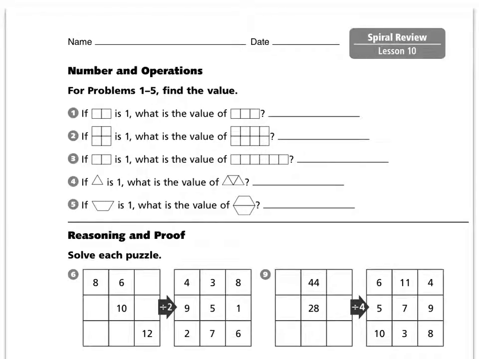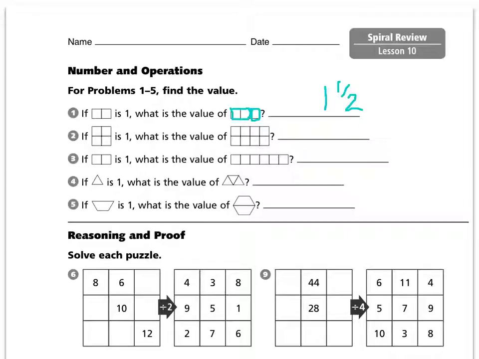Let's look at Chapter 7, Lesson 10 review. For problems 1 through 5, we're going to find the value using fractional pieces. If 2 blocks equals 1, what's the value of 3 blocks? So I know that 2 blocks equals 1, and then I have a half of 1, so 1 1/2.